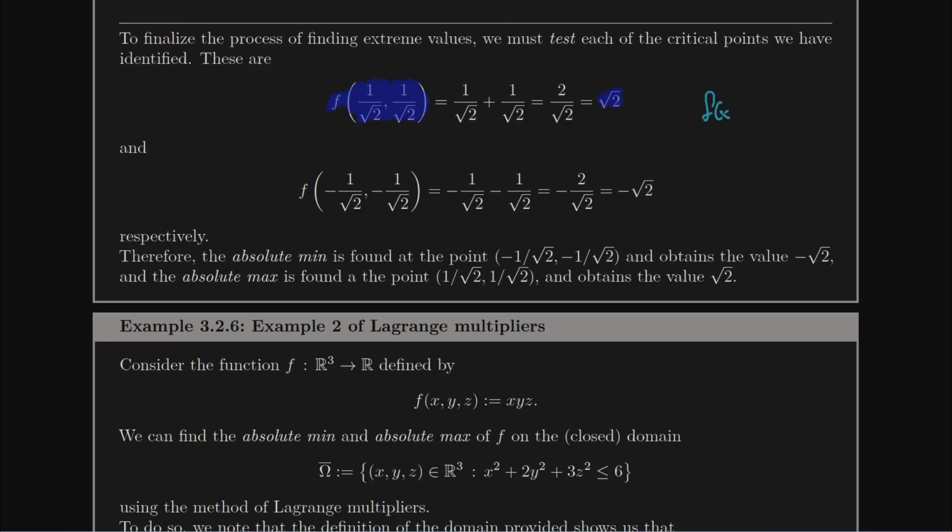Recall my function f of x, y was x plus y, so I'm just plugging in 1 over root 2 and 1 over root 2 for x and y. If I do the same thing with the negatives, I'm going to get negative root 2. So it's clear here, that's the bigger number of the two. This is the absolute max. And negative root 2 is the smaller of the two, so that's the absolute min.